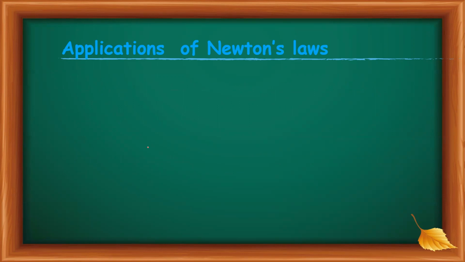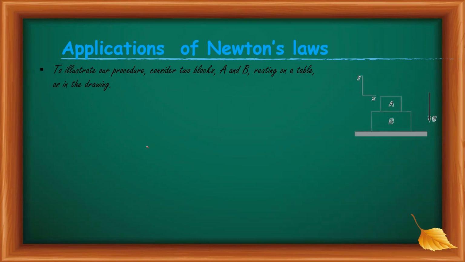So these are the 6 steps to solve systems using Newton's laws. We consider that particular example, that is 2 blocks A and B resting on a table as in the drawing. Here 2 blocks A and B are placed on a table.